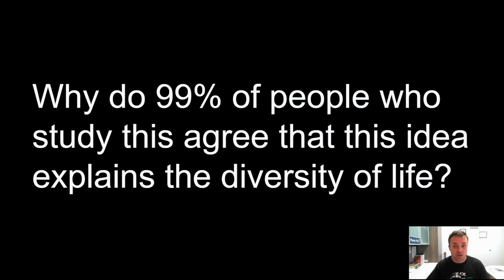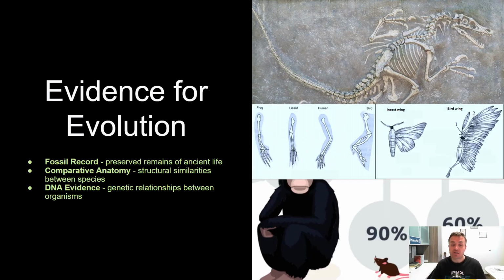So let's start. First, why do 99% of people who study this agree that this one idea, the idea of evolution, explains all the diversity of life? Let's talk about some of those reasons. Okay, so the evidences for evolution that we have, really it boils down to three different main things that when you put them all together, supports the theory.